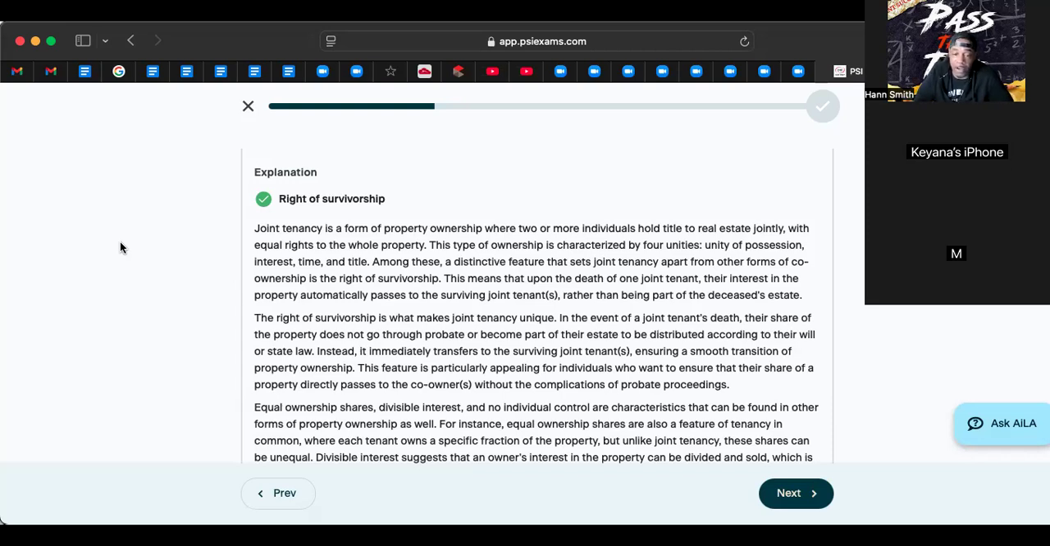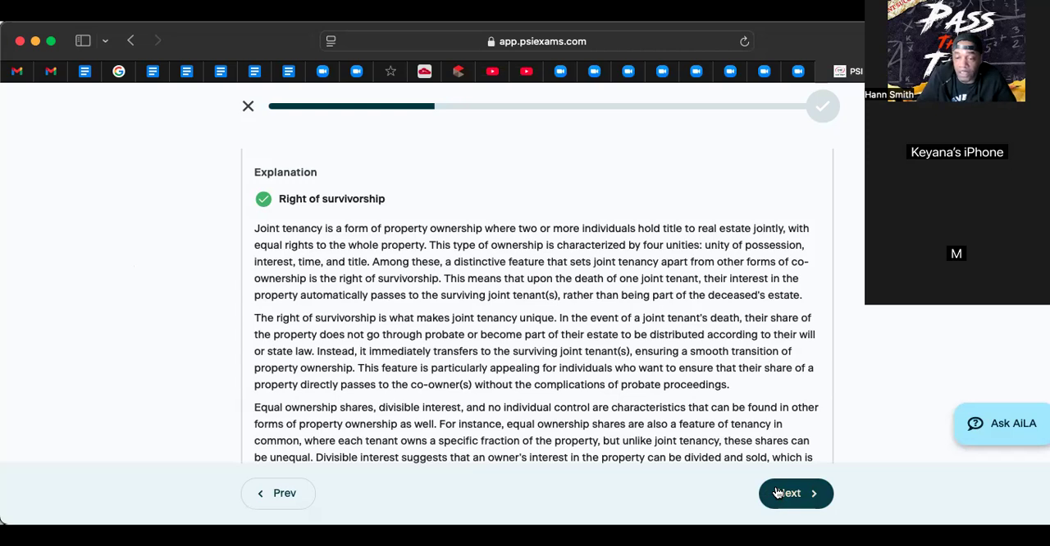Instead, it immediately transfers to the surviving tenants, ensuring a smooth transition of property ownership. This feature is particularly appealing for individuals who want to ensure that their share of the property ownership passes to the co-owner without complications of probate proceedings.